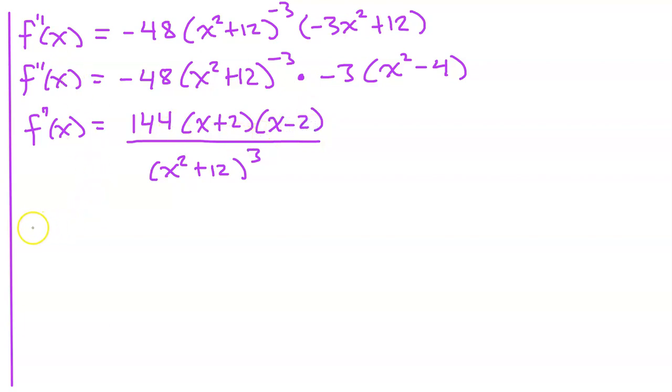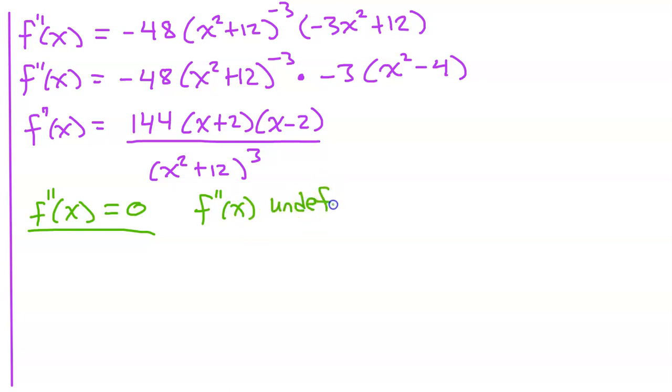It's time to find those special numbers for f double prime, the values of x that either cause f double prime to equal 0 or the values that cause f double prime to be undefined, because those are the values that we need on the number line to make the sign chart. F double prime will equal 0 when the numerator equals 0. In factored form, we can easily tell that will happen when x is equal to negative 2 from this first factor, or when x is equal to positive 2 from the second factor.